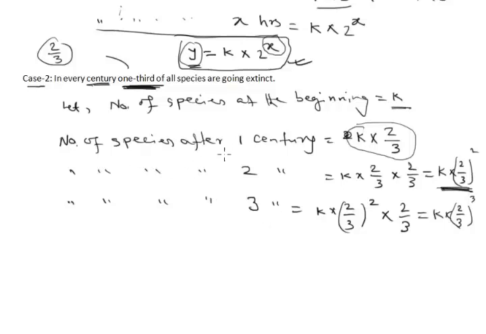So after 1 century it is K times (2/3) to the power 1. After 2 centuries it is K times (2/3) to the power 2. After 3 centuries it is K times (2/3) to the power 3.